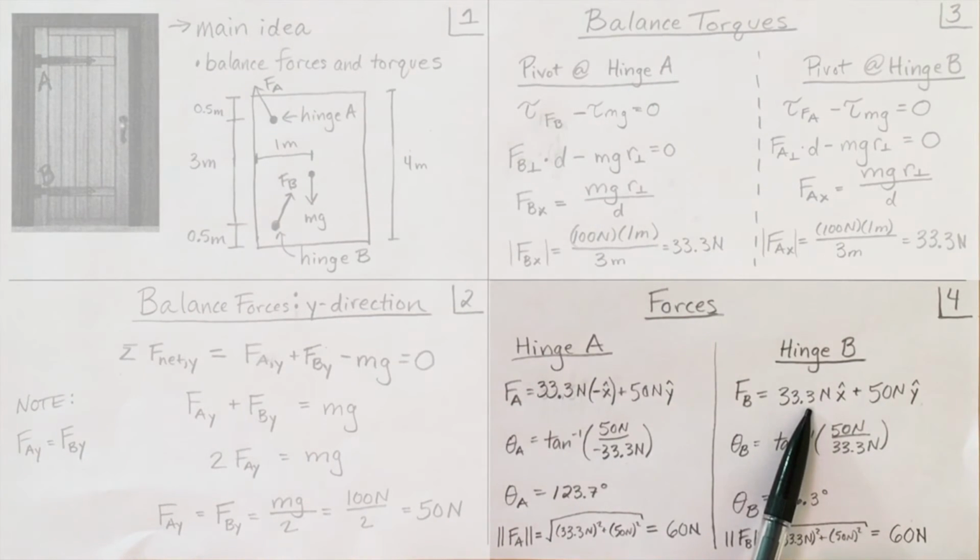Now that we know the x and y components of the force acting at hinge A and the force acting at hinge B, we can find the magnitude and the direction of each force. We find the direction using inverse tangent and find that the force at hinge A acts in a direction of 123.7 degrees, and the force at hinge B acts in a direction of 56.3 degrees. The magnitude of both forces is the same, which we found using the Pythagorean theorem, and is equal to 60 newtons.